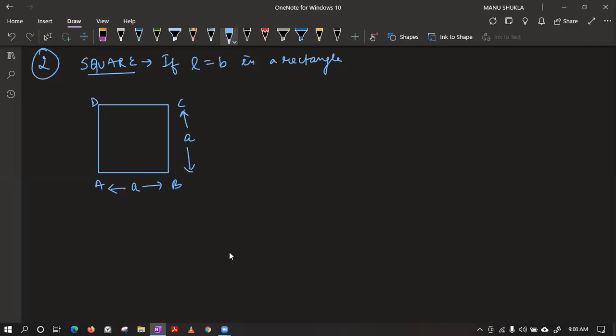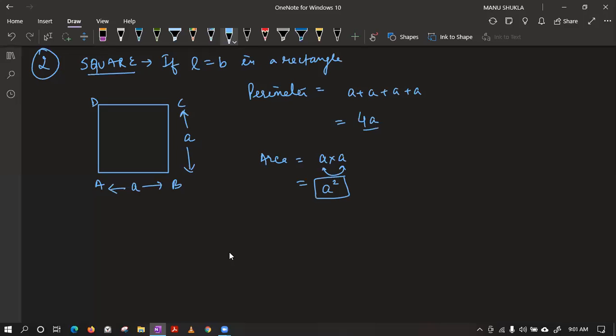So let's see the properties again. First, the perimeter. Again, sum of all the sides. So that is A plus A plus A plus A, or 4 times A. Then we have area is equal to A into A, and we all know when the same base gets multiplied, the exponent is increased and it becomes A power 2, the area.